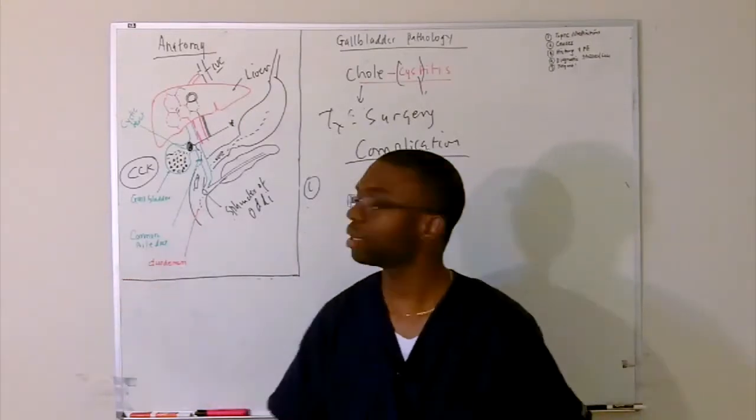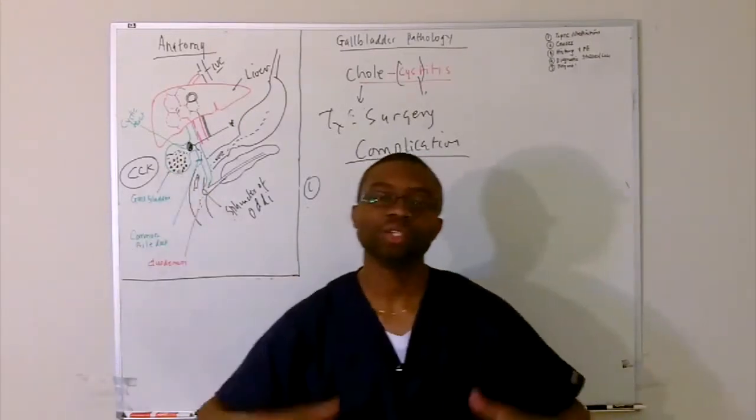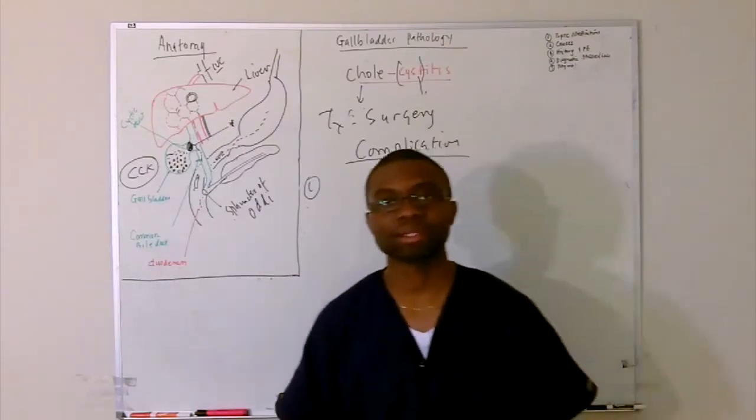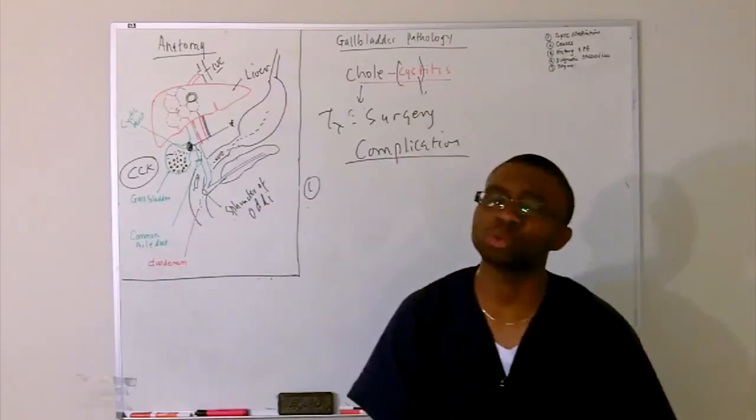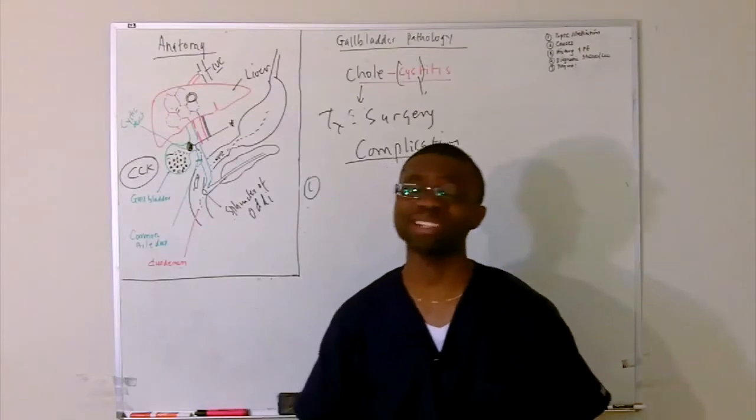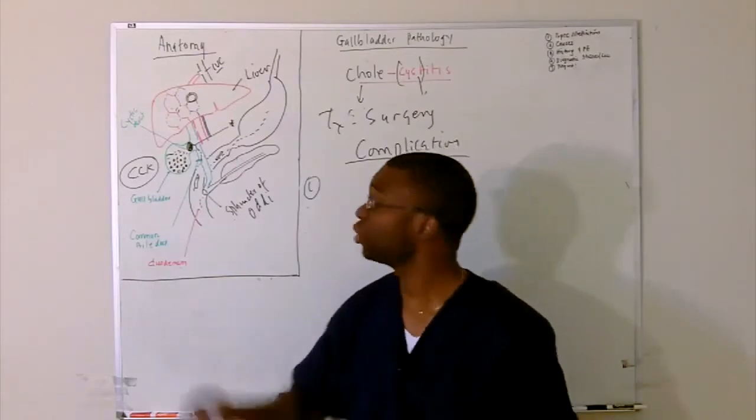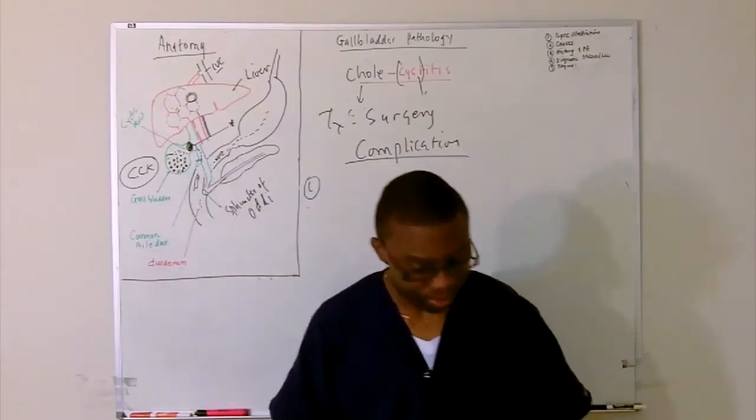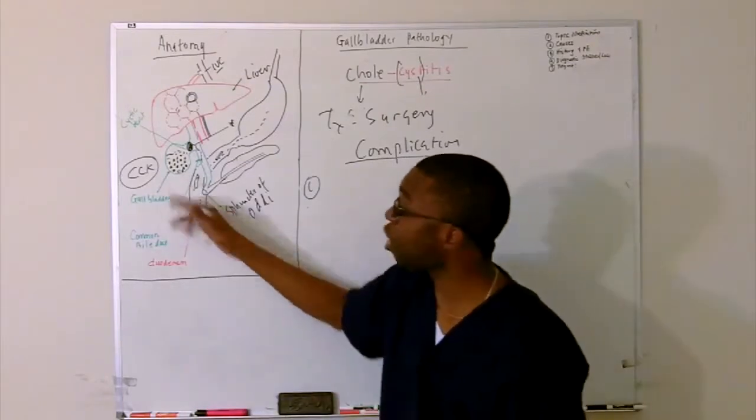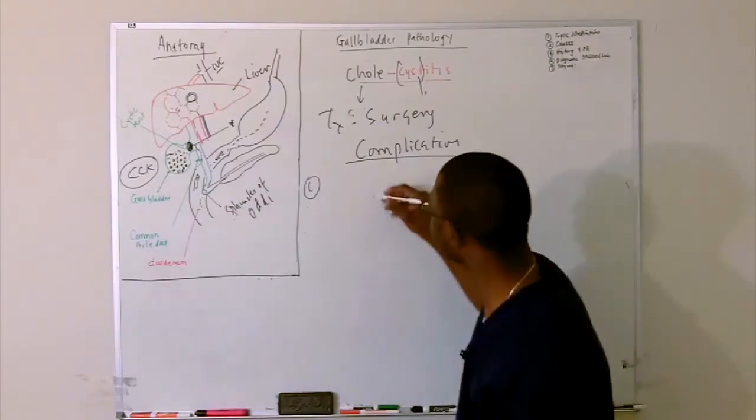It can rupture. If you rupture the gallbladder, you're going to get biliary peritonitis. That is badness, because you're going to go into sepsis, and then you got to go to ICU. You don't want that. You can get a perforation, right? You can get a gallstone ileus. What is a gallstone ileus?